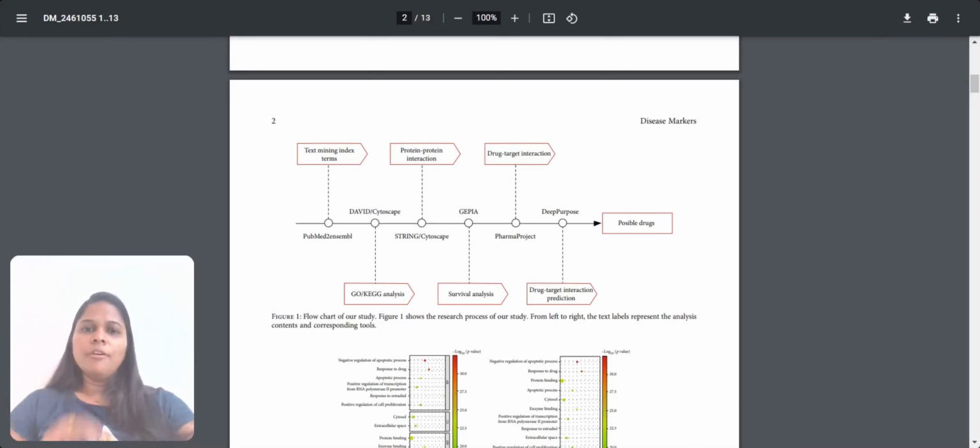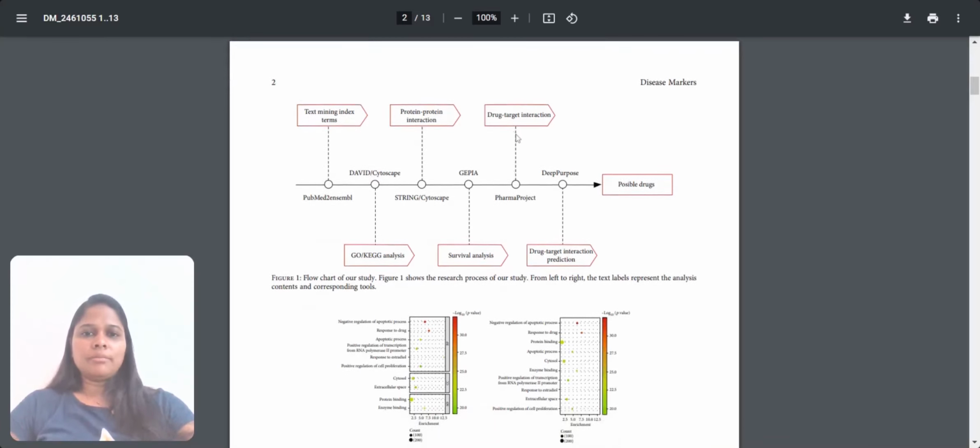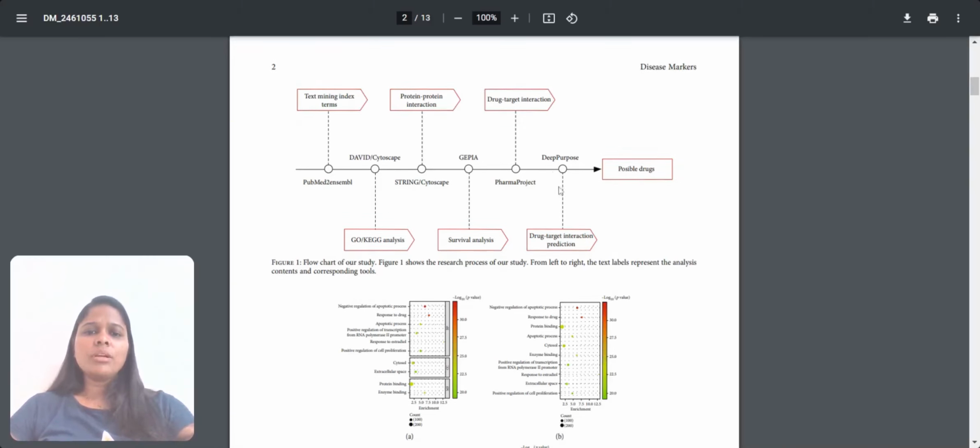So, further, the drug target interaction has also been done, and for this purpose we have used PharmMapper. Now, what is PharmMapper? It is a database which can be used to inquire about drug targets at hub genes. Each hub gene generates a list of drugs that target it. Lastly, DeepPurpose is also used, and from this, drug target interaction prediction can be done.